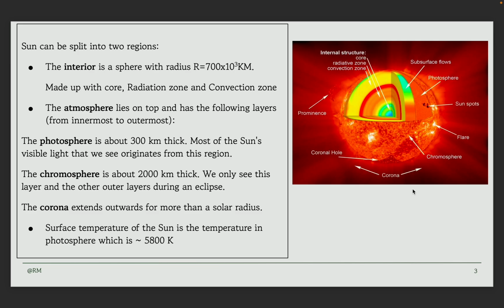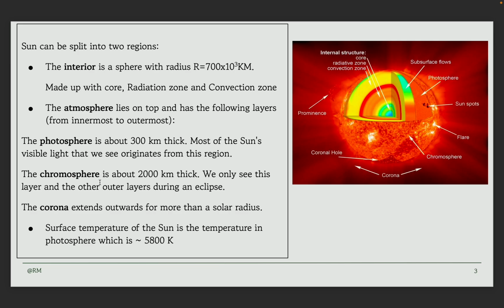Now, the Sun can be split into two regions. One is the interior region and another is the atmosphere region. The interior region is a sphere with a radius of about 700,000 kilometers. This is made of three parts: the core, the radiation zone, and the convection zone. Outside the interior, there is an atmosphere which lies on top of the interior region and has the following layers: the photosphere, chromosphere, and the corona.